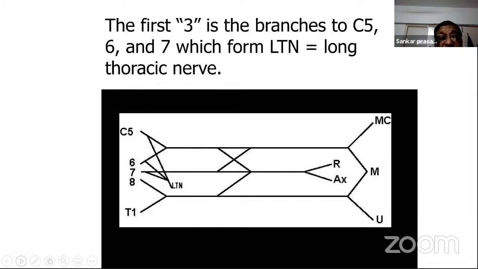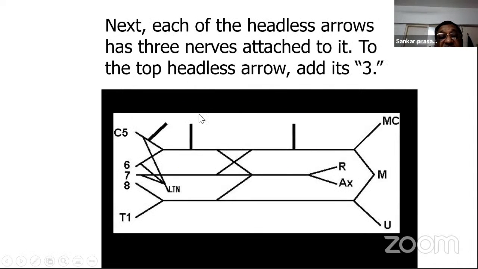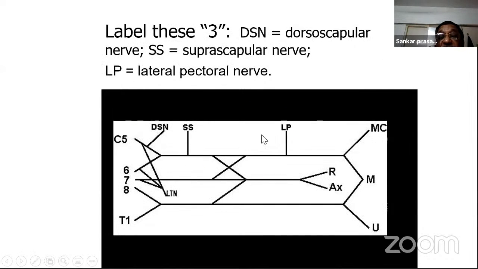Now we'll go ahead. After that, what will you do? The second 3 is in C5. You see one here, one here and one here. What are they? The dorsal scapular nerve, the lateral pectoral nerve, and the suprascapular nerve. So suprascapular nerve, dorsal scapular nerve and the lateral pectoral nerve. So the next 3, we are going to have four threes, and this is the second 3.